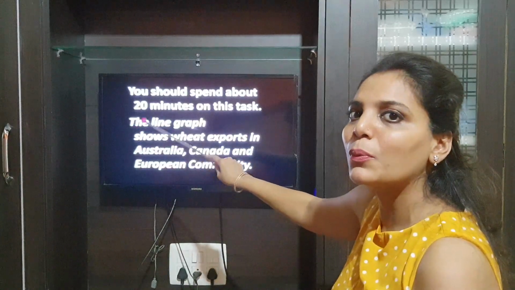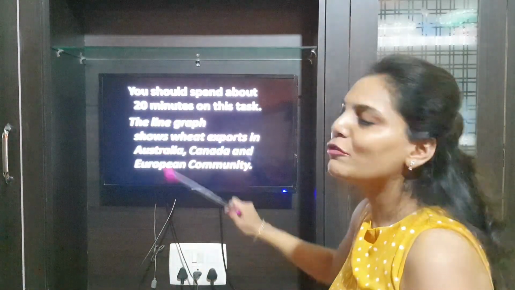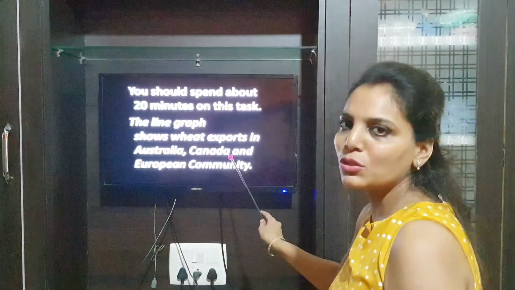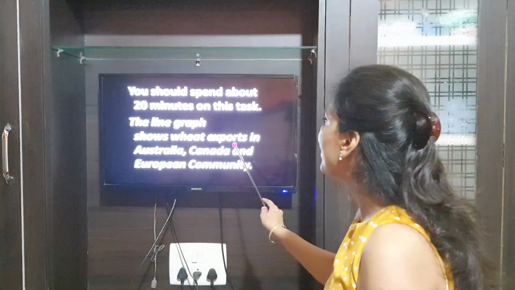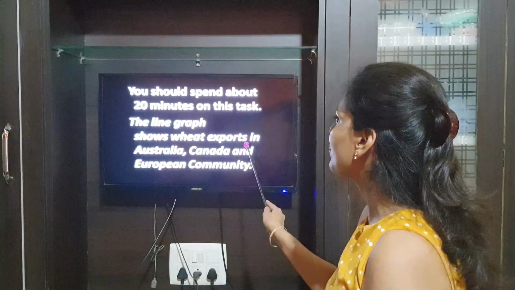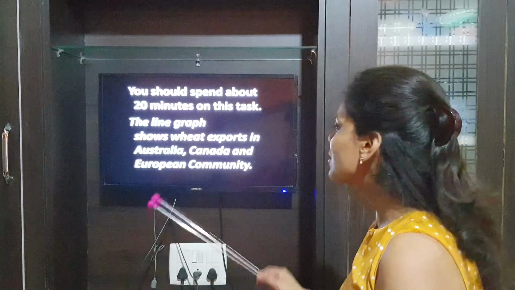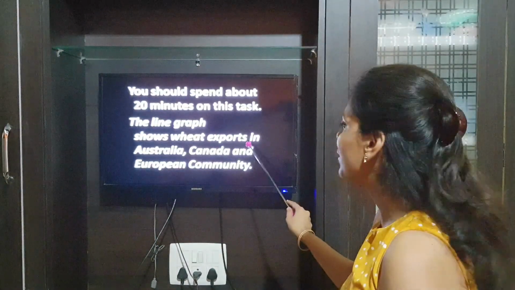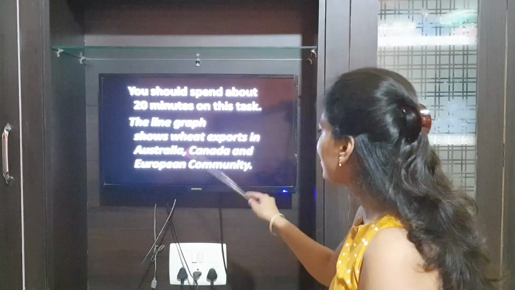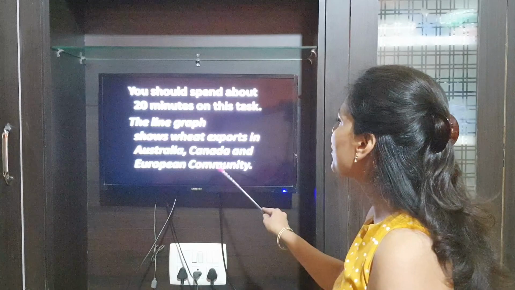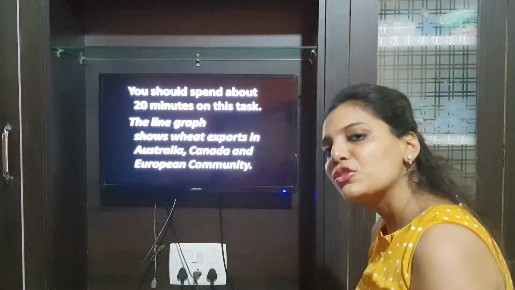We have used the word illustrates. Today, I have used the word depicts. Wheat exports, this is going to remain the same, or we can write export of wheat. We can interchange and we can write export of wheat in. Now these are three regions, so we can write in three regions, or we can just change the order of countries. For example, we can write in Canada, European community and Australia, right?